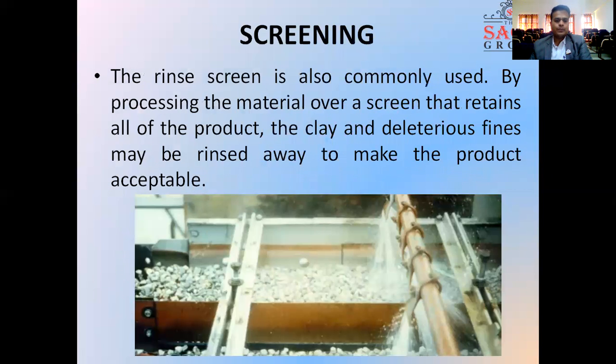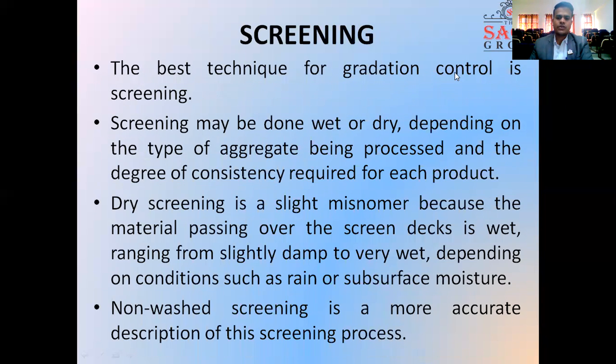The rinse screen is commonly used in processing, where the material over the screen retains all of the product, and the clay, which deteriorates fineness, may be rinsed away to make the product acceptable. That means here, the loose material, the clay and the sands or gravels or the finest material are mixed with moisture and can be evenly separated out or rinsed off from the final product. This is the best technique for gradation control of screening.